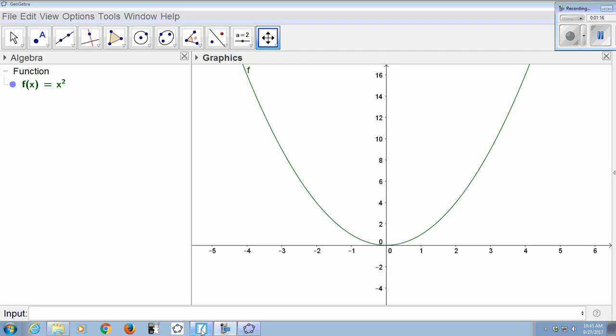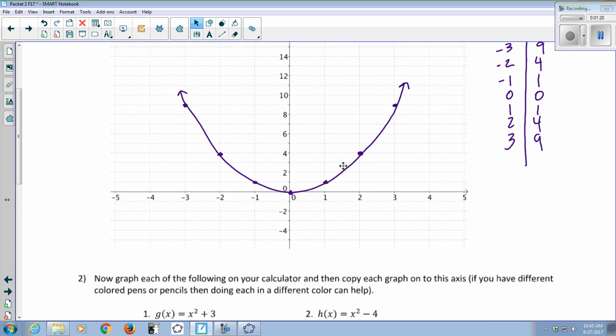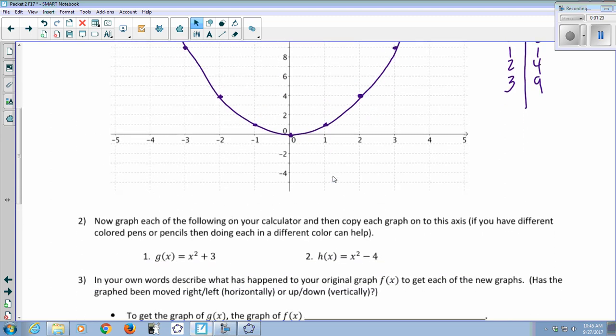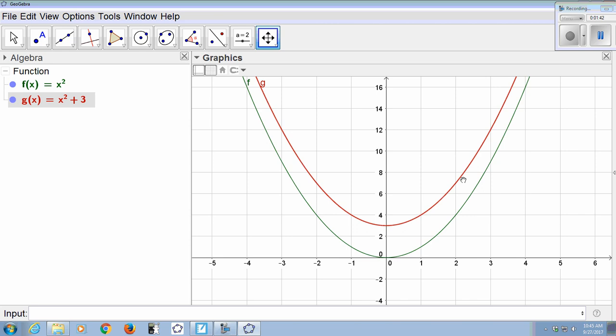Okay, so I've got f graphed here in GeoGebra. Should look just like what we did by hand. Scale is similar, should look similar. Now I'm going to graph g of x equals x squared plus 3. So here's GeoGebra. g of x equals x squared plus 3. And I get this red graph, which looks just like f, but it's shifted up. And I'm going to copy this onto my other graph. I'm actually just going to take a picture of it when I'm done.